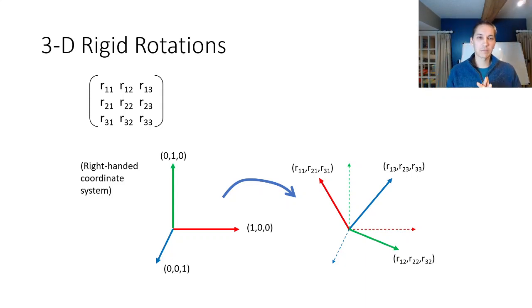All right, now let's get into a more complex case. So let's look at 3D. In 3D, the case is very similar. Instead of having a 2x2 matrix, though, we have a 3x3 matrix. And here we're going to assume a right-handed coordinate system.